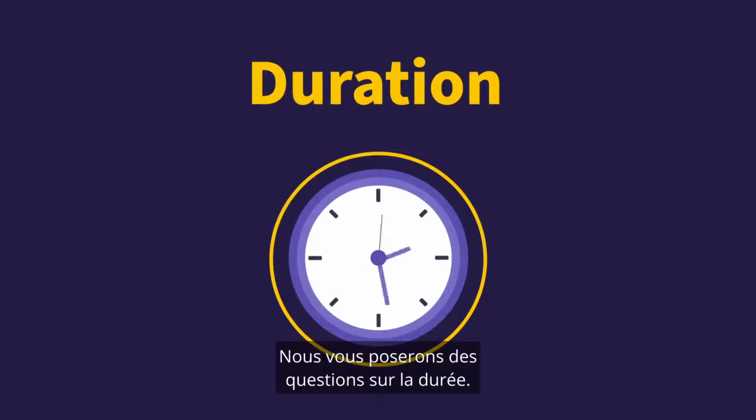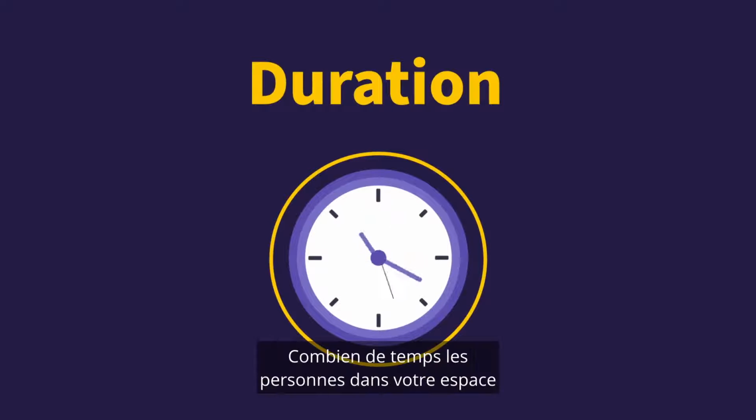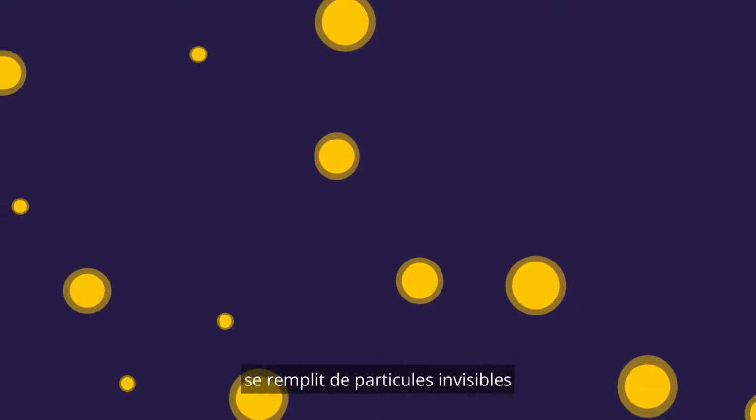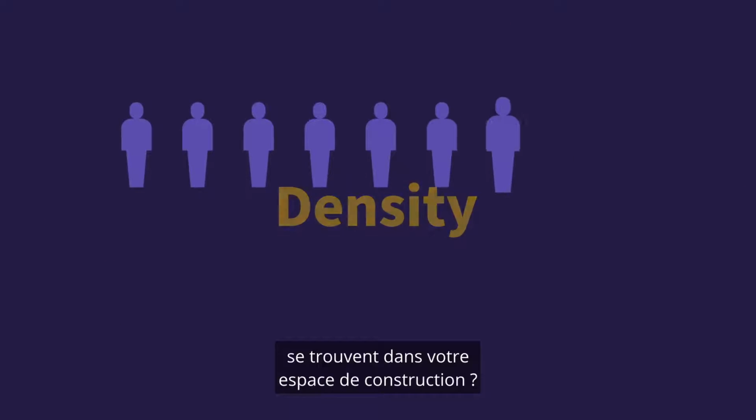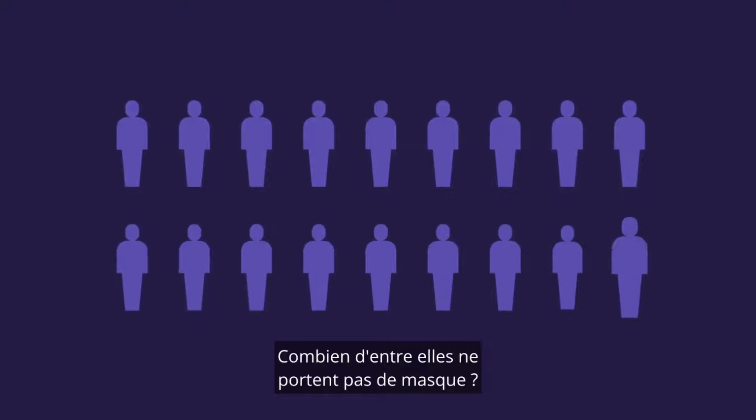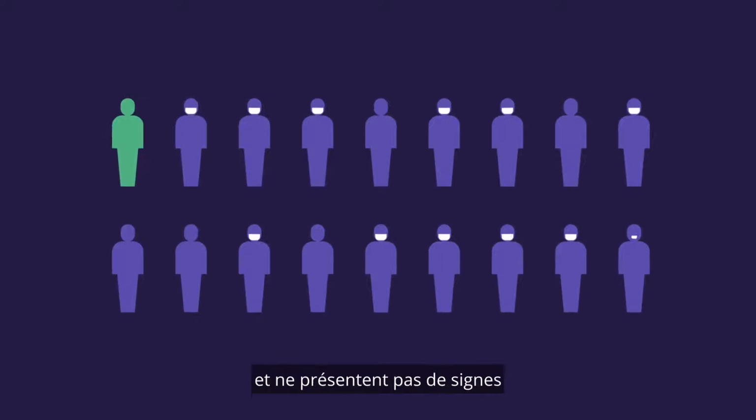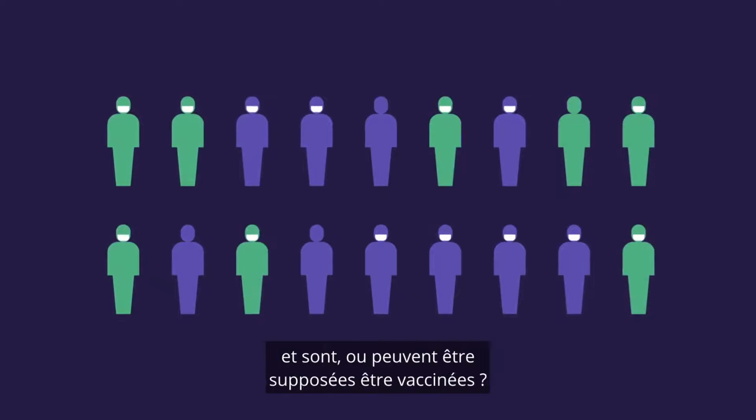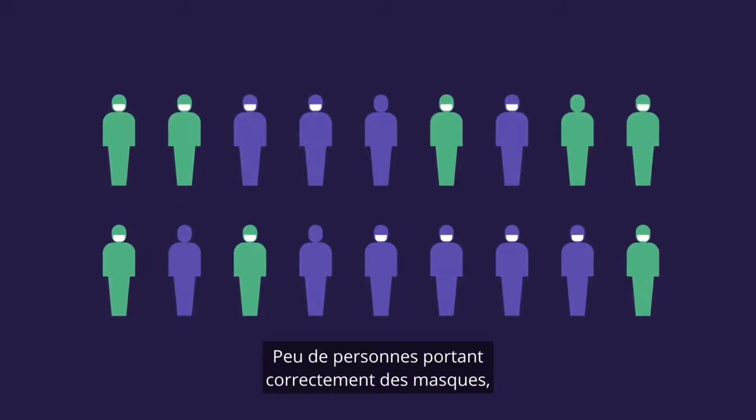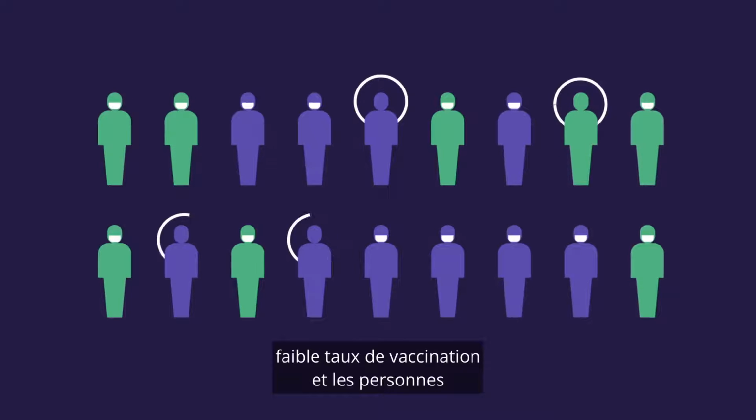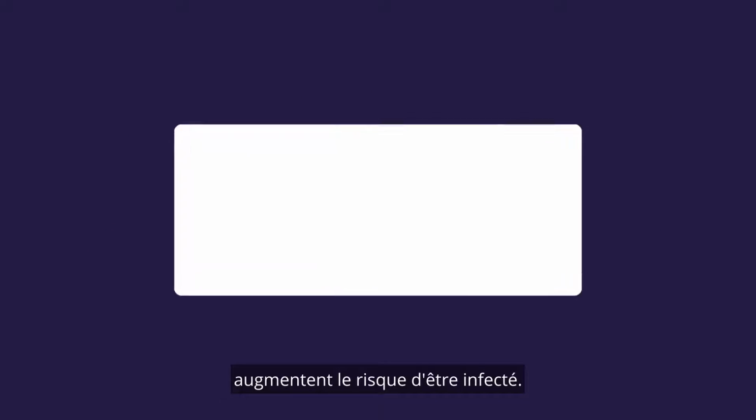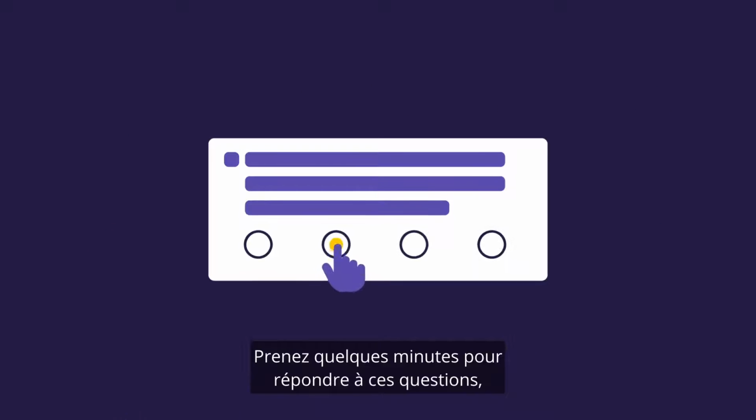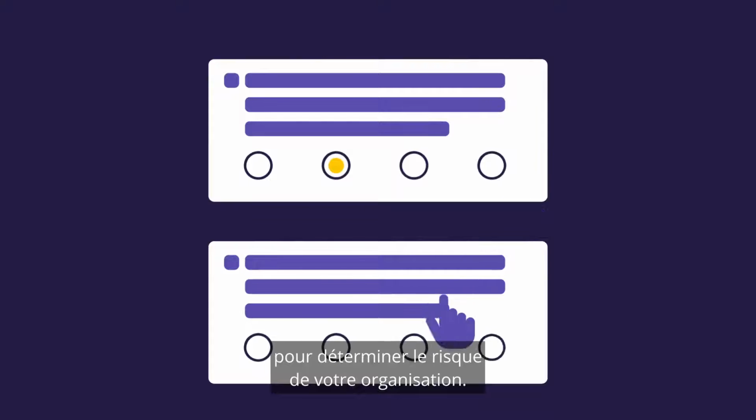We will ask you questions about duration. How long are people in your building space typically indoors? The longer time spent indoors, the more the air becomes filled with invisible airborne particles. Density. How many people are in your building space? How many of them are not wearing masks? How many people are sick and not showing signs, and are or can be assumed to be unvaccinated? Few people properly wearing masks, low vaccination rates, and people who are sick and not showing signs increase the risk of getting infected. Take a few minutes to answer these questions to determine your organization's risk.